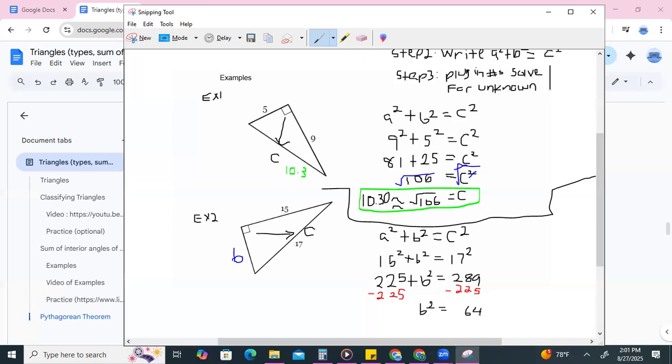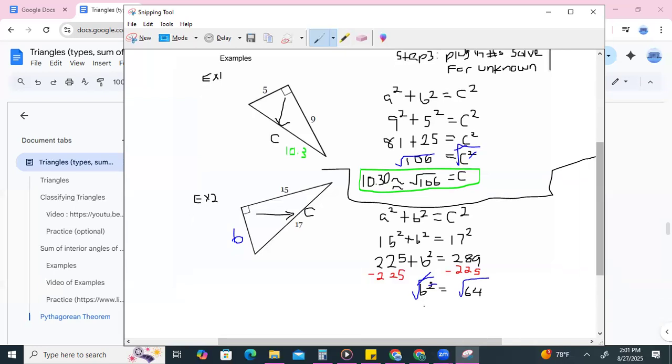And you should know what number squared equals 64. What number times itself gives you 64. If you said 8, you are correct. We'll go ahead and take the square root of both sides. Again, square root cancels out the square. We're just left with B is equal to the square root of 64, which is 8.